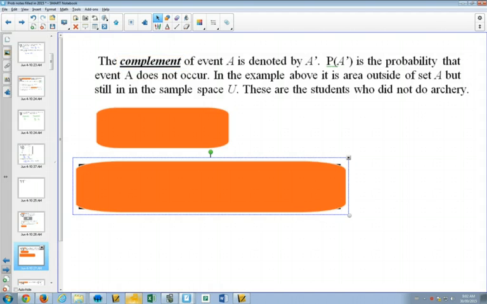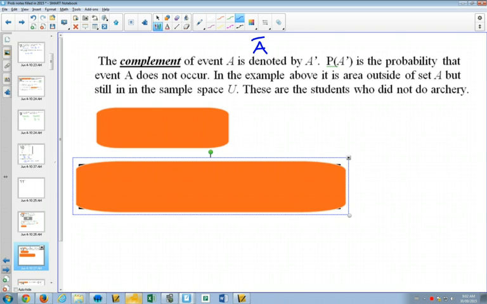Complement, notice it's not compliment. It's got an extra E in there. It's not like you're being nice to A. It is denoted by A with a little dash. Sometimes you'll also see it as A with a bar over top of it, depending on what you take in university and what different notations in different books. But we're going to denote it with a little dash after the A. And it's the probability that A does not occur.